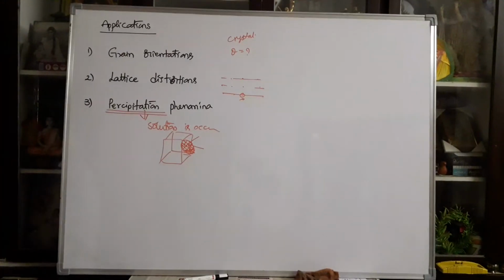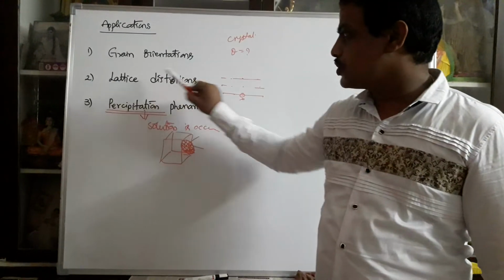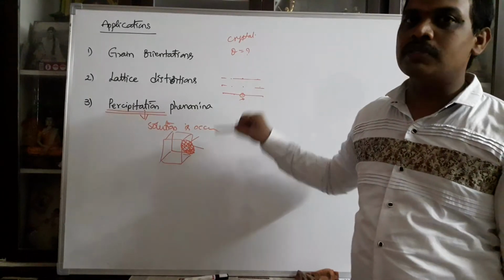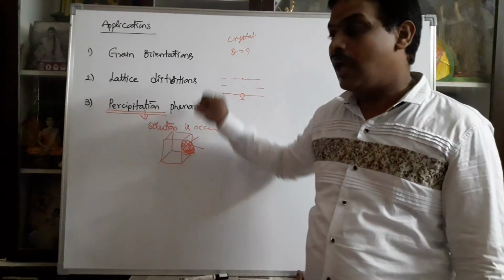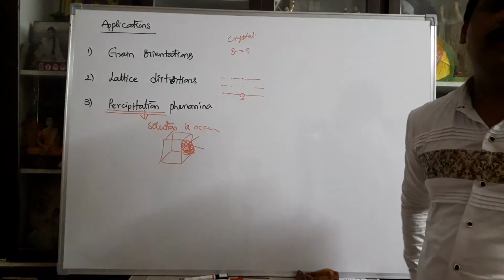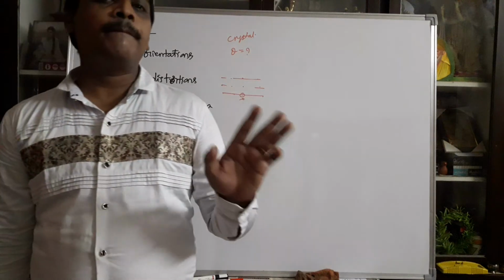So based on the Laue experiment you can clearly explain the applications of the Laue method: grain orientations, lattice distortions, precipitation phenomena. When a solution takes place, at that condition precipitation phenomena occurs. That precipitation phenomena can be explained by using the Laue pattern. So that is the first experimental method of crystallographic methods; the first method is completed, that is called the Laue method.